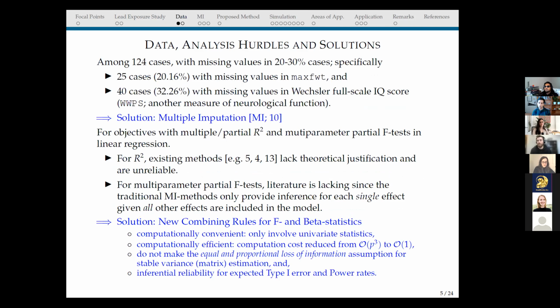So it's better not to pursue complete case analysis. So when we look at the given data set, what are the hurdles and how do they manifest themselves in terms of performing analysis or not being able to perform analysis? And what are the possible solutions once we recognize these issues with the data set?